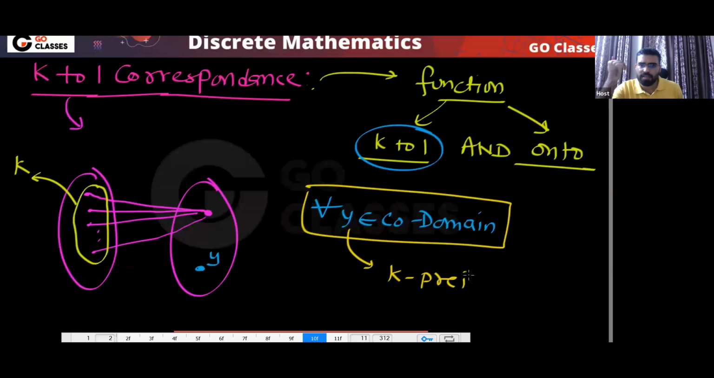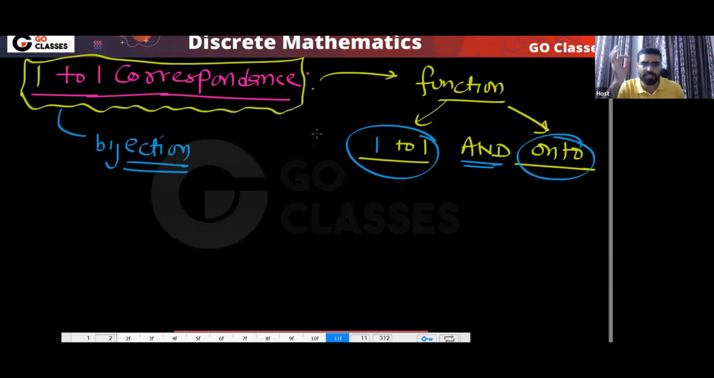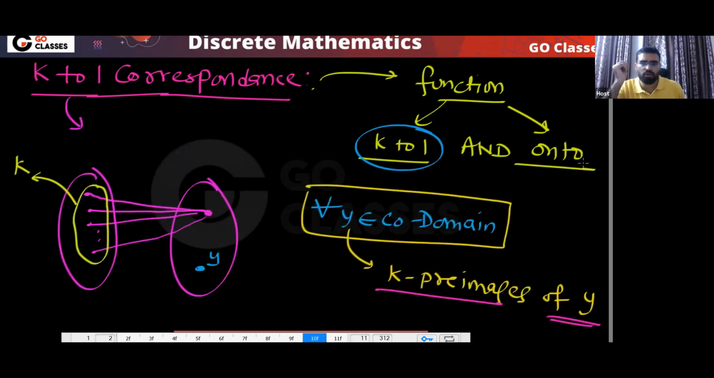There should be exactly k preimages of y. So this is the idea. For every element, this would happen. This is the idea of k-to-1 correspondence. Remember, one-to-one correspondence means bijection, and bijection means one-to-one and onto. So k-to-1 correspondence means k-to-1 and onto.